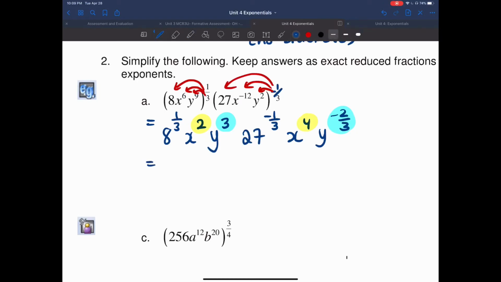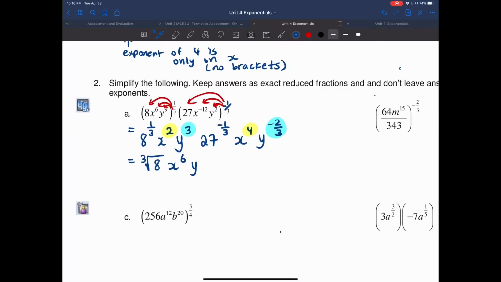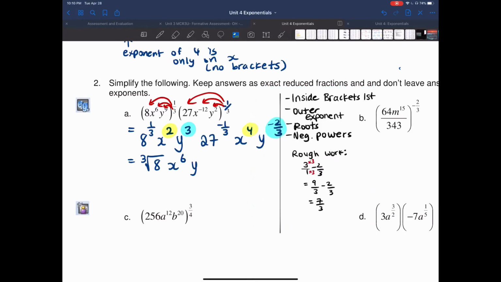So for the coefficient portions, 8 to the exponent 1 over 3 can be written as the cube root of 8. And then I'm going to combine the 2 and the 4, and they're going to add based on the product law to become x to the 6. And then for the next part I have the 3 and the negative 2 over 3, that is going to combine. So I wrote down the steps on the side: when I do 3 minus 2 over 3, I need to multiply by 3 on the top and the bottom for that first fraction. And I get 9 over 3 minus 2 over 3, which reduces to 7 over 3. And so I have y to the 7 over 3.